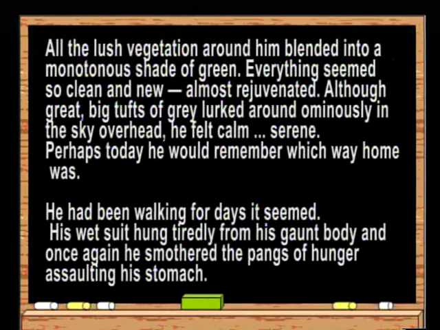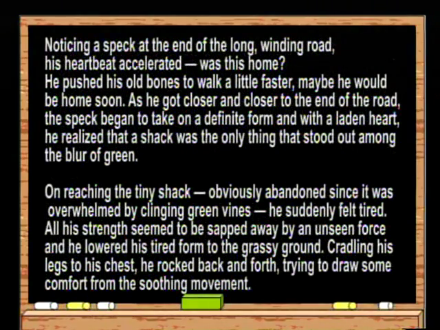He had been walking for days, it seemed. His wet suit hung tiredly from his gaunt body. And once again he smothered the pangs of hunger assaulting his stomach. Noticing a speck at the end of the long winding road, his heartbeat accelerated. Was this home? He pushed his old bones to walk a little faster. Maybe he would soon be home. As he got closer and closer to the end of the road, the speck began to take on a definite form.